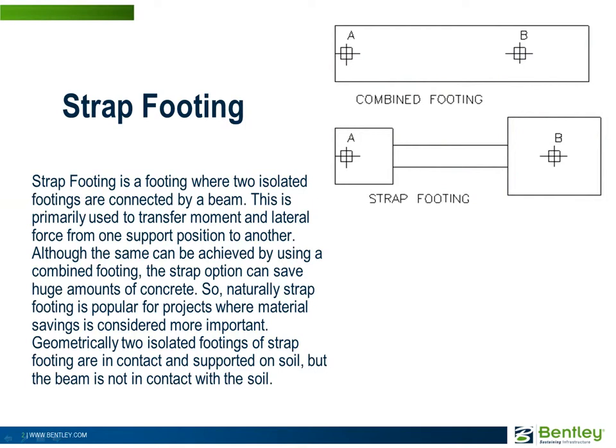Although the same can be achieved by a combined footing, this strap option can save a huge amount of concrete. So, naturally, strap footing is popular for projects where material savings is considered more important. Geometrically, the two isolated footings of a strap footing are in contact and supported on soil, but the beam is not in contact with the soil.